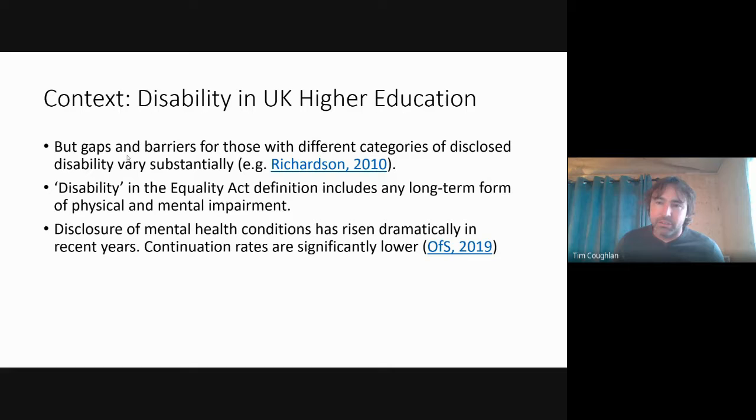There's also the issue that a lot of students we know don't disclose their disabilities. They may have these issues, but they don't tell the university. So some of the statistics are, in that way, underplaying this. But one thing we do know is that, for example, disclosure of mental health conditions has rapidly increased in the UK university system in recent years. And those students, again, there's quite a gap in their attainment at university.